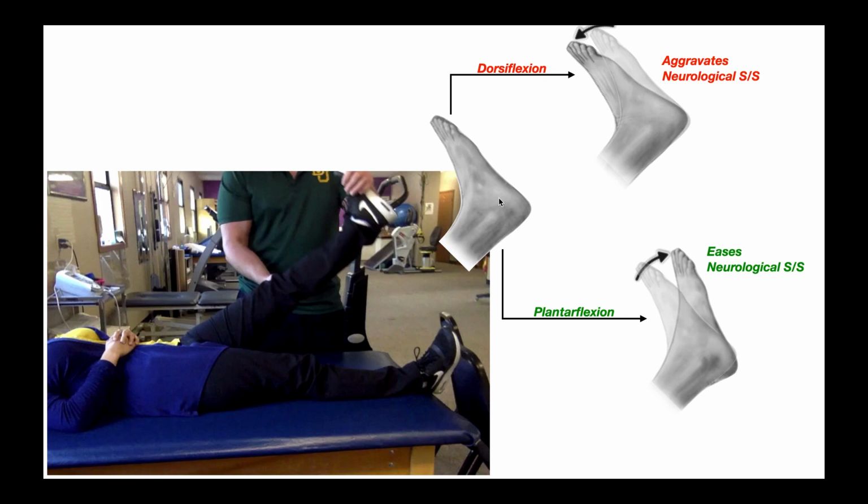Now, if the patient's symptoms are extremely irritable and severe, you're probably not going to want to dorsiflex the ankle because that's going to further aggravate the symptoms, and you really don't want to risk that. You'll just simply go with passive plantar flexion to get easing of their neurological symptoms. And if they do ease with passive plantar flexion, that further rules up that you have a positive test.